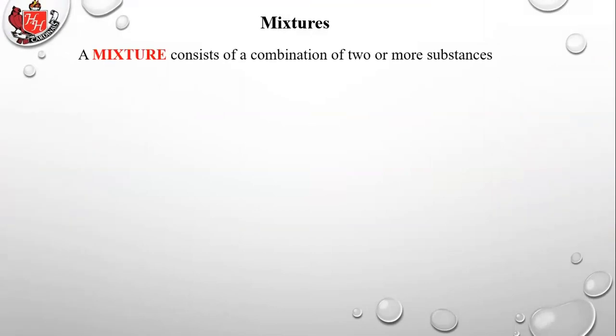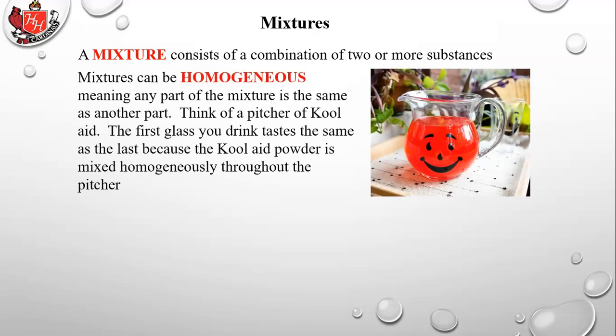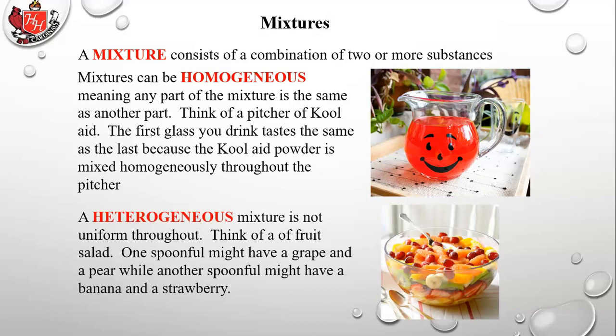So a mixture consists of a combination of two or more substances. Mixtures can be homogeneous, meaning any part of the mixture is the same as another part. Think of a pitcher of Kool-Aid. The first glass you drink tastes the same as the last because the Kool-Aid powder is mixed homogeneously throughout the pitcher. A heterogeneous mixture is not uniform throughout. Think of a fruit salad. One spoonful might have a grape and a pear, while another spoonful might have a banana and a strawberry.